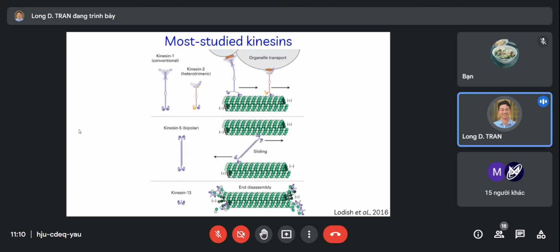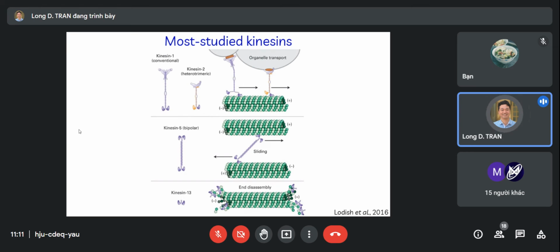So the most studied kinesins are kinesin 1, kinesin 2, kinesin 5, and kinesin 13. Kinesin 1 and kinesin 2 are dimers of the heavy chain. Kinesin 1 is a homodimer. Kinesin 2 is a heterodimer. It also has some other light chain as well. For kinesin 5, actually it's a tetramer. It's bipolar, which is somewhat similar to the bundle of myosin 2 when we were studying actin.